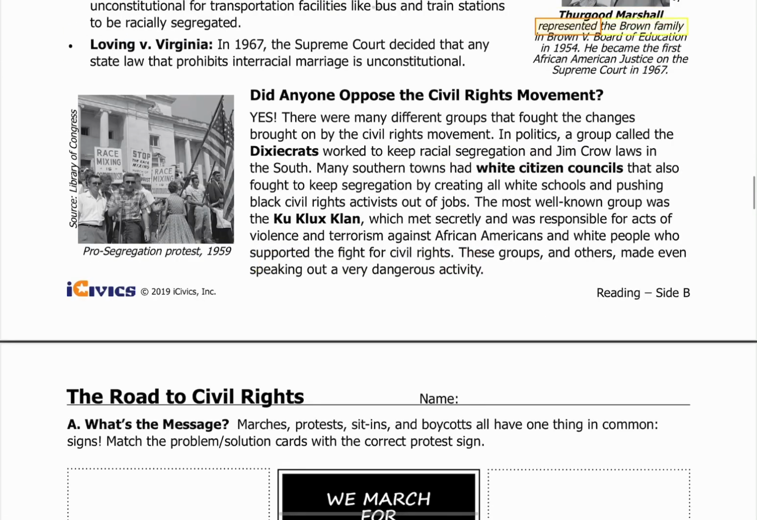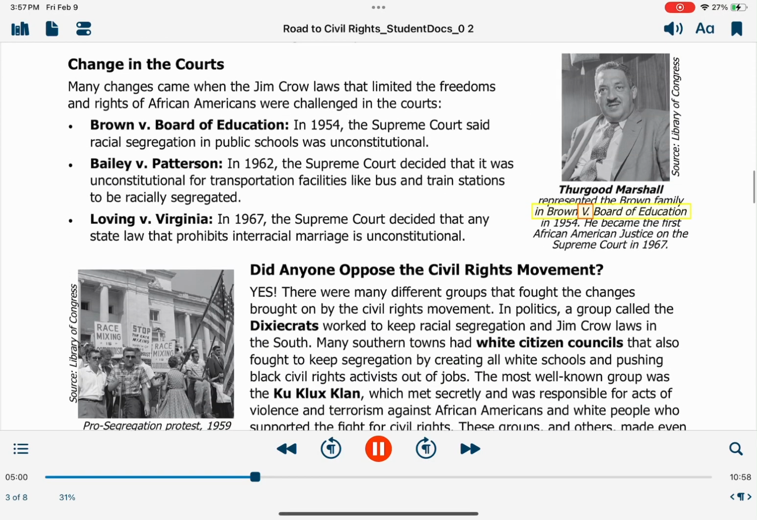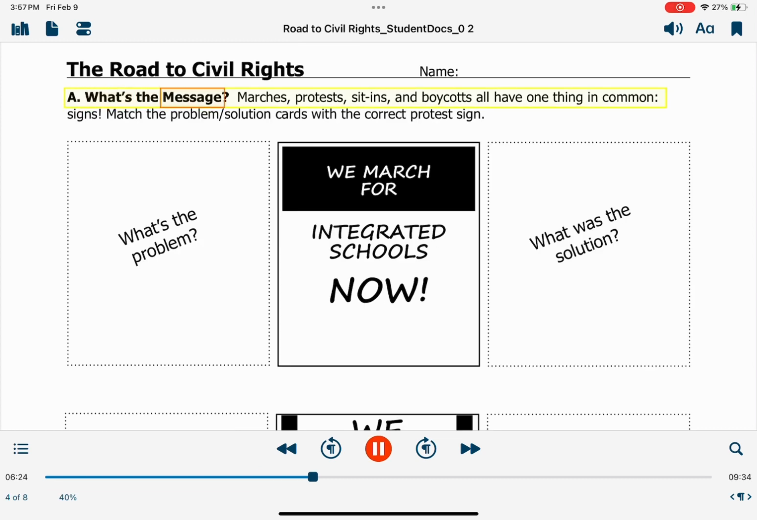Thurgood Marshall represented the Brown family in Brown v. Board of Education in 1954. He became the first African American justice on the Supreme Court in 1967. What's the message? Marches, protests, sit-ins, and boycotts all have one thing in common: signs. Match the problem solution cards with the correct protest sign.